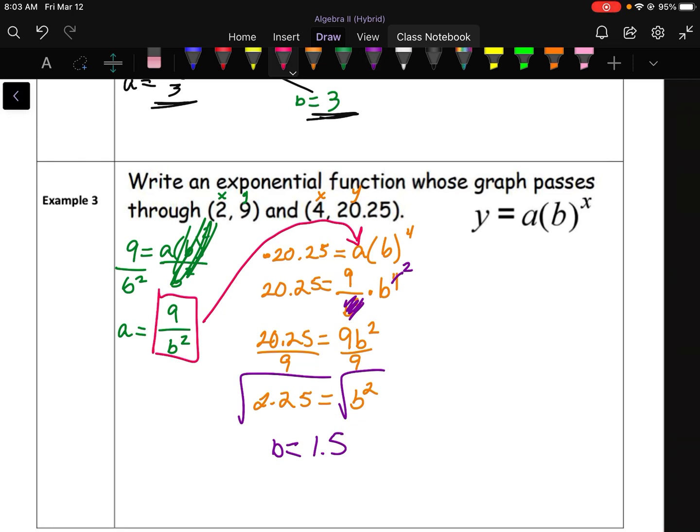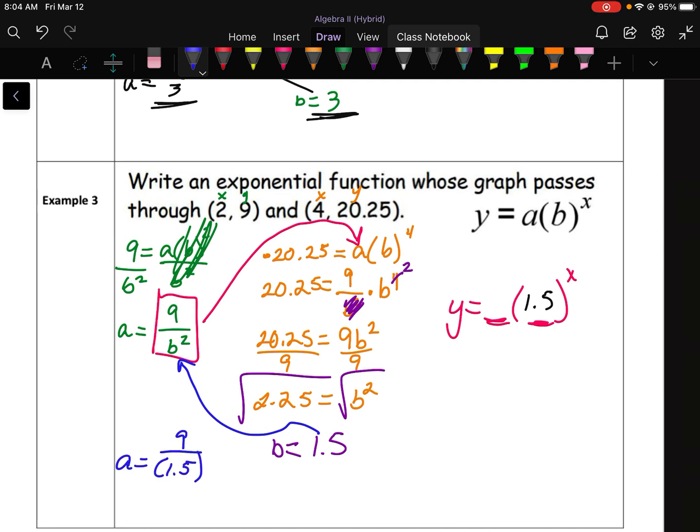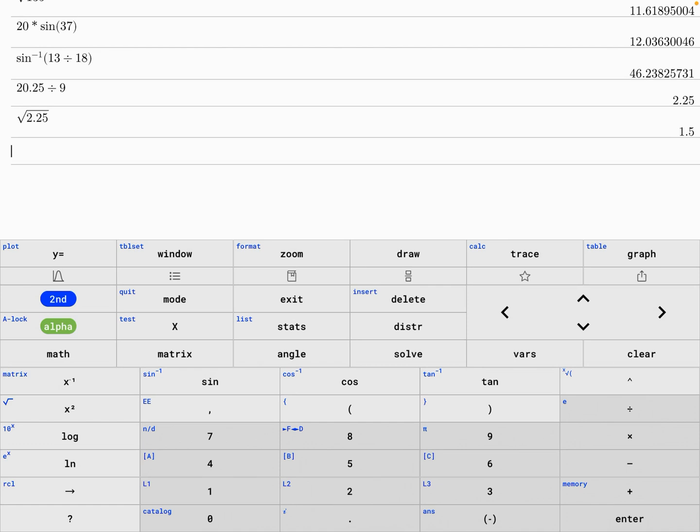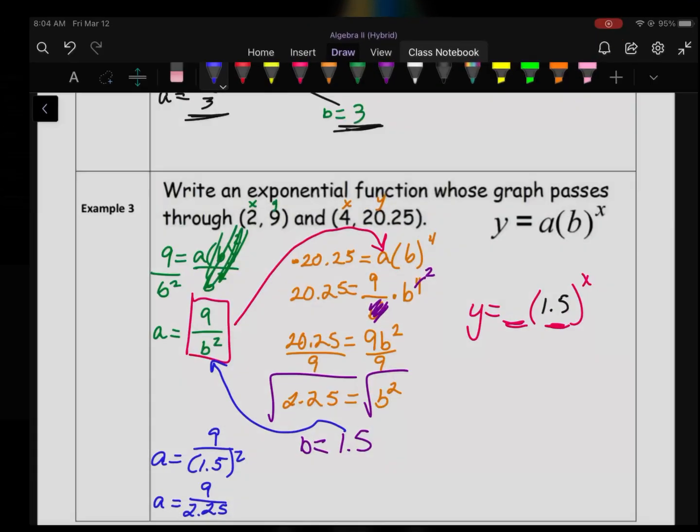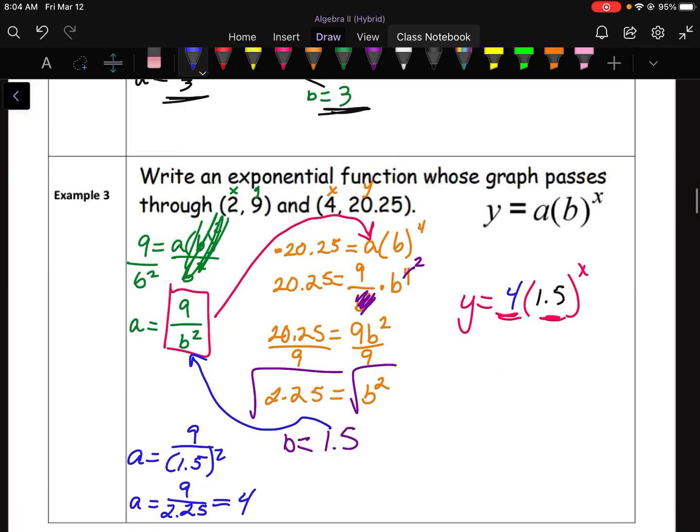Okay, so again, our final equation should be y equals a times b to the x power. Well, we just found b, 1.5, so it's exponential growth again. To find a, just substitute backwards. So many substitutions here. So a equals 9 over 1.5 squared. 1.5 squared is 2.25, and if we take 9 divided by 2.25, we get 4. So there's a, there's b. Again, it's exponential growth because b is greater than 1, and that would be your final answer.